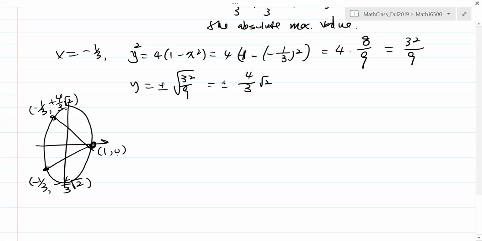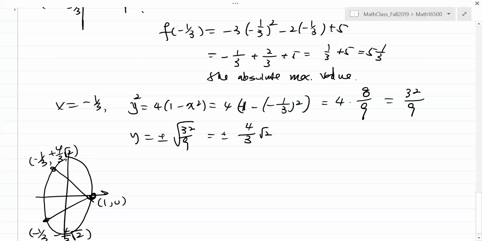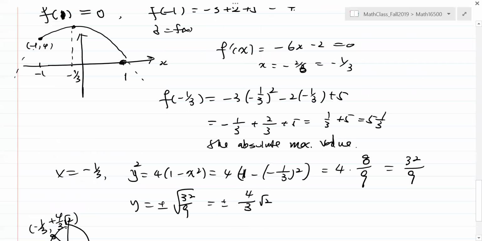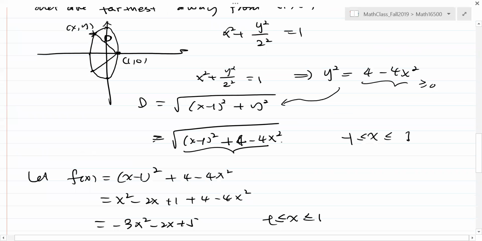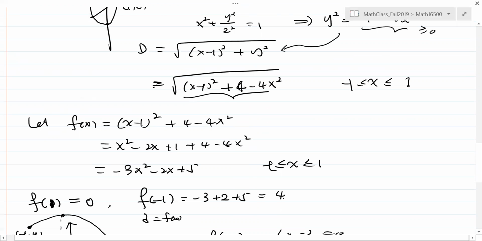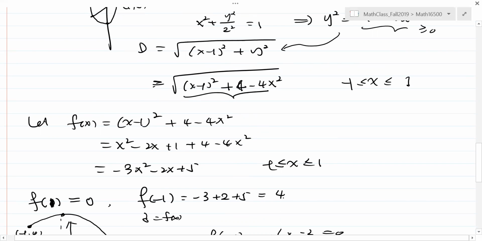So the idea is you describe the distance function in one variable only, and you find the maximum value of the distance function. But it's better not to use the square root of this function. Just let f of x be the function inside the radical. As long as that one has a maximum value, then the square root of that function also has a maximum value. The computation will be much simpler without the radicals. That's the trick.